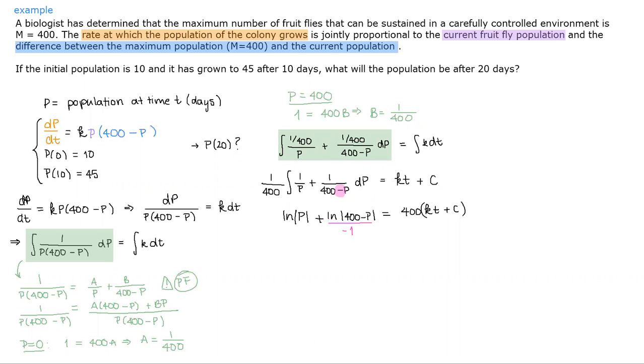So I'll simplify this a little bit just to make it look nicer, because we're going to have to find p anyway. So we would like to write this in an easier way. I have ln p minus ln(400 - p). And on the right-hand side, I'm going to have 400kt, and I'm going to distribute that right away.